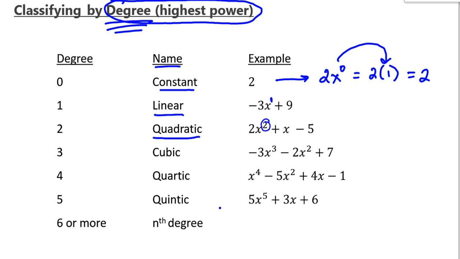This one right here is cubic because its highest power is a 3. Quartic, think quarter, right? 4 quarters in a dollar. And then quintic is for 5. Now, anything 6 or more would be called a blank degree, whatever.